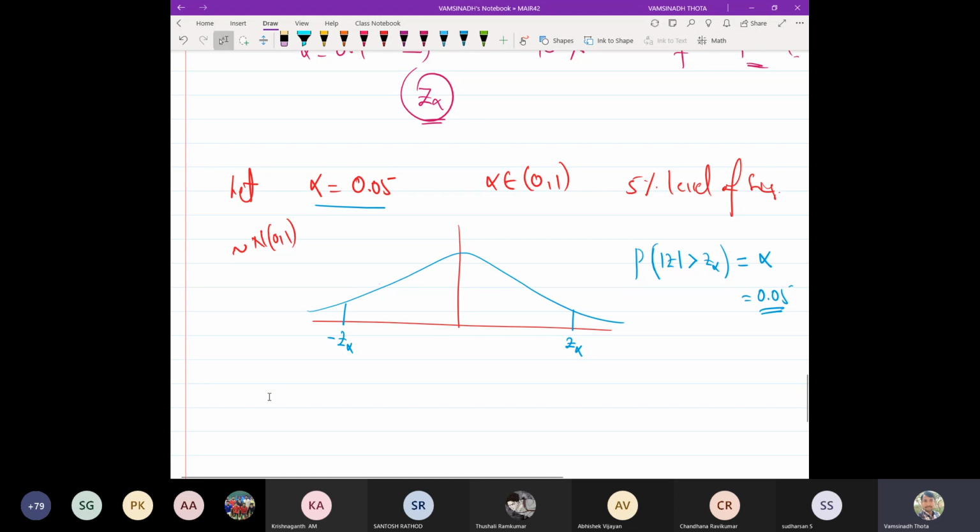Which is same as, mute yourself. Mr. Akash Jaladula, mute yourself.